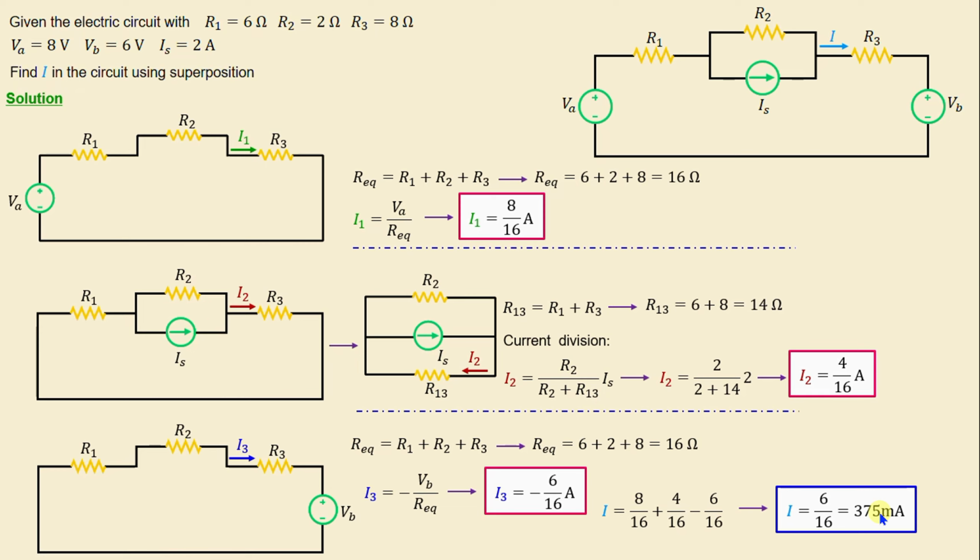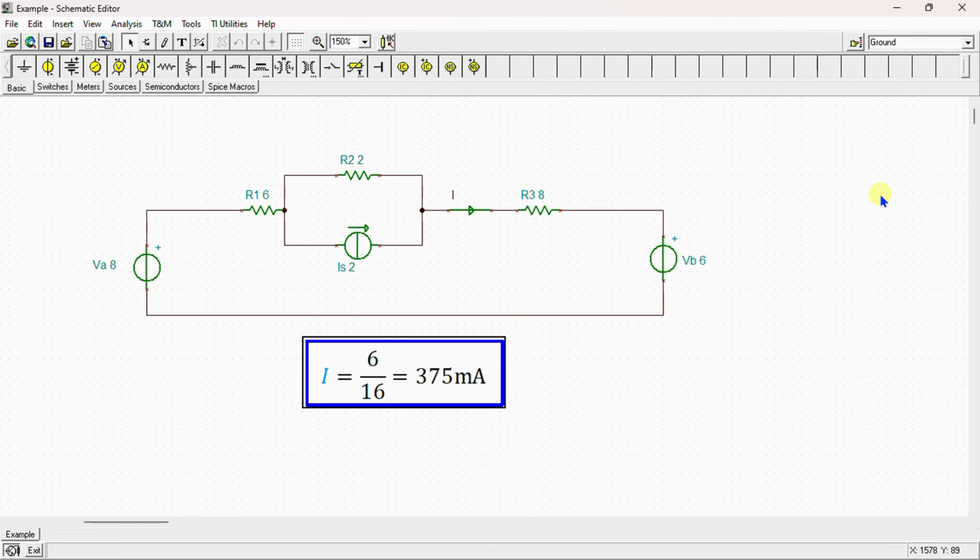After we finish the calculation, we conduct a simulation using a SPICE simulator in order to verify our results. Let's proceed now to the SPICE environment. Here is our network drawn in the SPICE simulator. This is the independent voltage source VA, the independent voltage source VB, the independent current source IS, and resistors R1, R2, and R3. Let's move on to analysis.